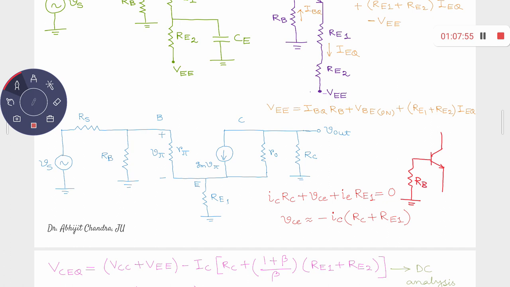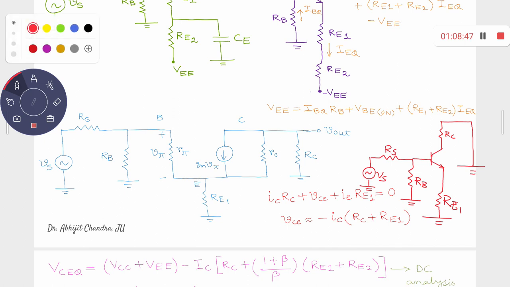This is RB. Right. Then you have RC there, okay, RE1 there, and this is also grounded. Right, and here you have the signal source, VS, RS. Okay.